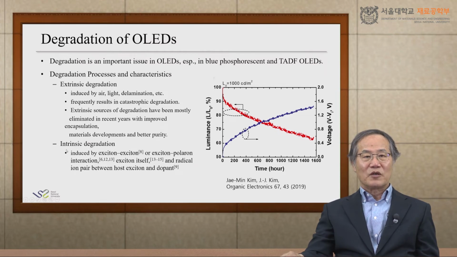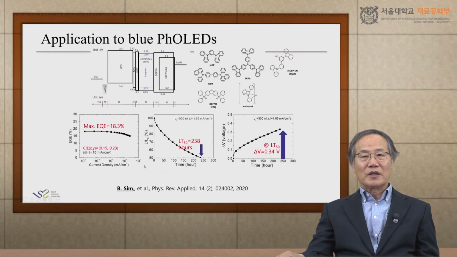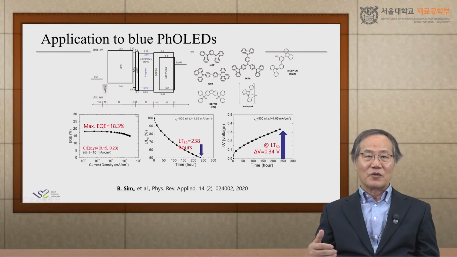Actually, the origins of intrinsic degradation have been proposed as the exciton-polaron, and the exciton itself, and the radical ion pair between host and exciton, between host, exciton, and the dopants, and so on. Still, we recently developed a model to get the quantitative analysis of that.